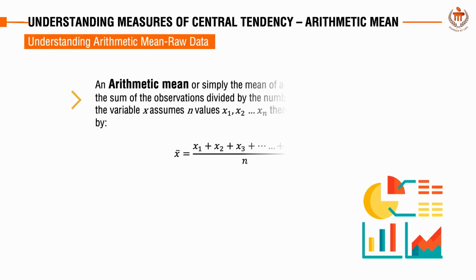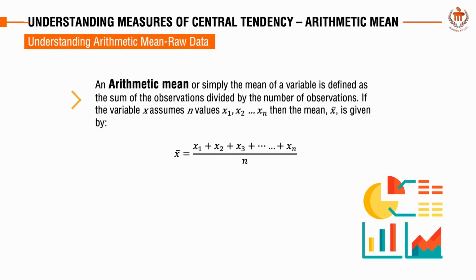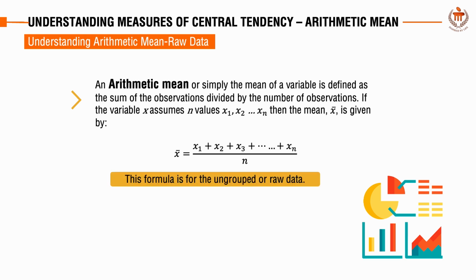Now, let's talk about arithmetic mean and its formula when we have raw data. When we have raw data, the arithmetic mean is the sum of the data divided by the number of the data. Imagine we have n values, x1, x2, x3 till xn. The arithmetic mean of these observations would be the sum of these observations divided by the number of observations. This is the formula for ungrouped or raw data.